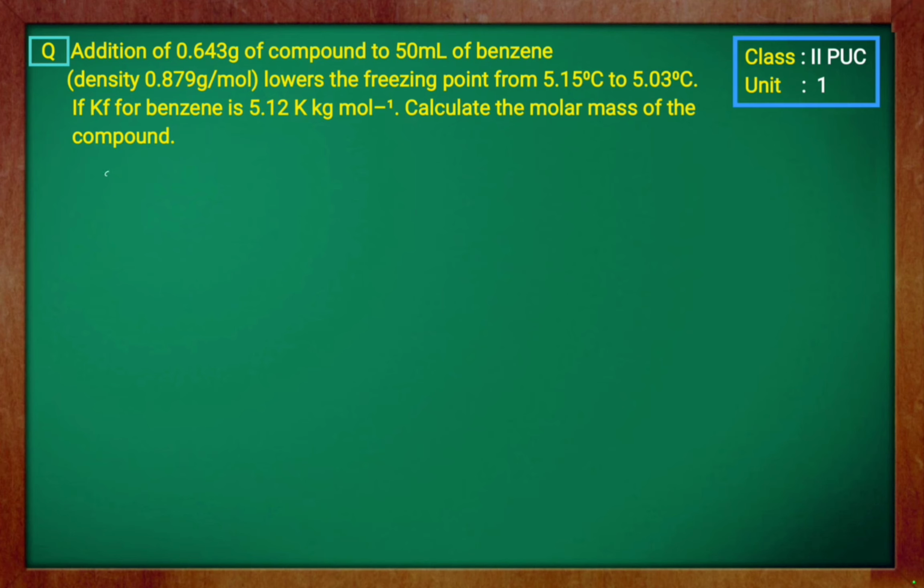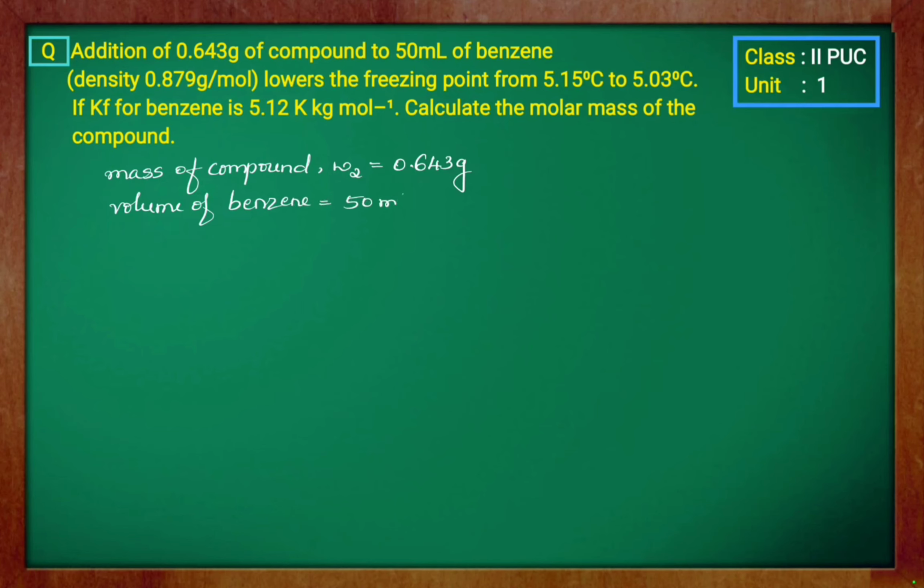They have given us the mass of compound which we add to benzene. So this compound is the solute, and its mass is written as W2, which is 0.643 grams. They have given 50 ml of benzene, and so the volume of benzene is given, which is equal to 50 ml.